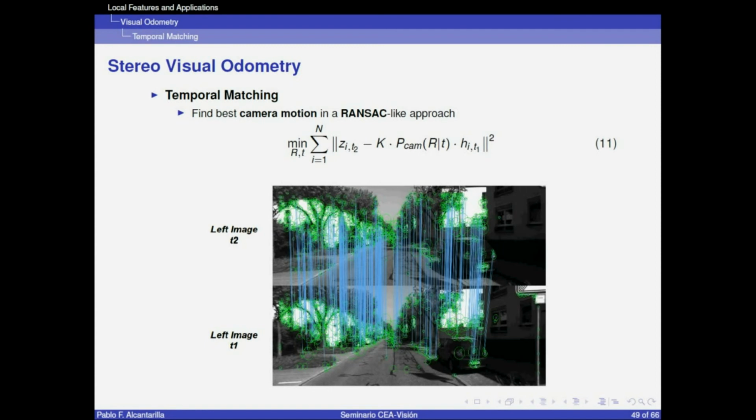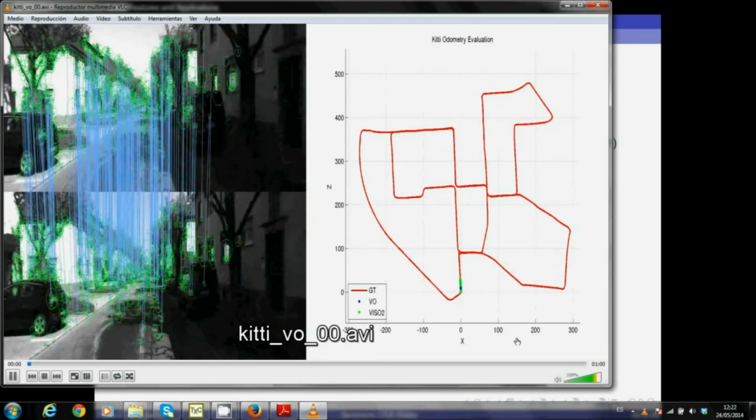In this video here, you can see at the left the temporal matching between 2 images at 2 different time steps. And also at the right, you can see the accumulated camera motion of the trajectory in a global coordinate frame with respect to ground truth.